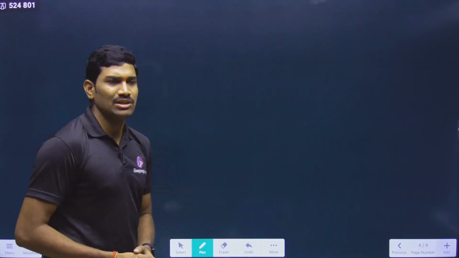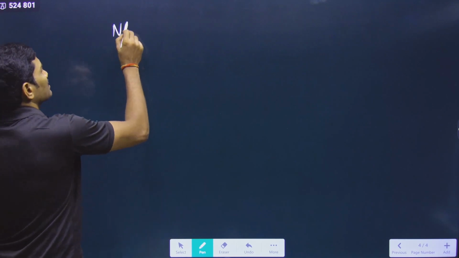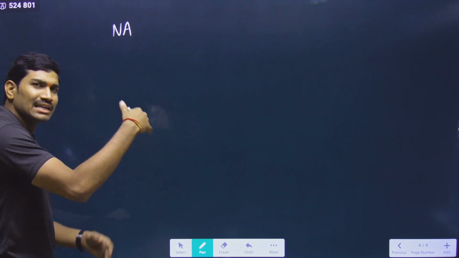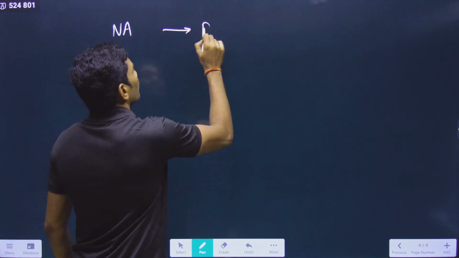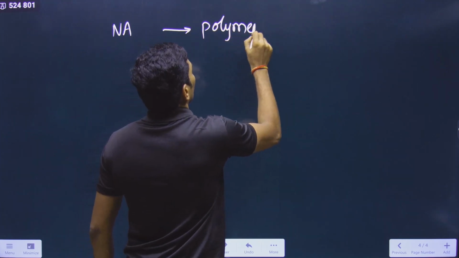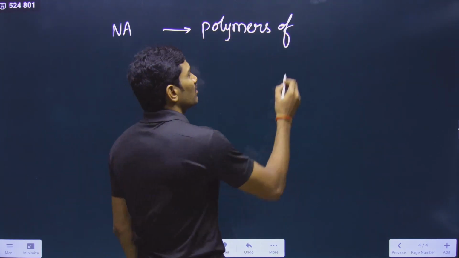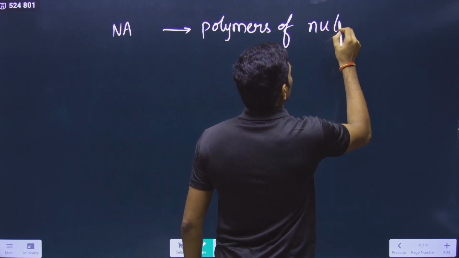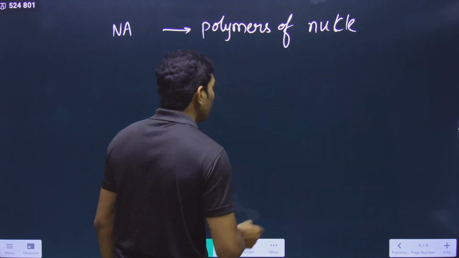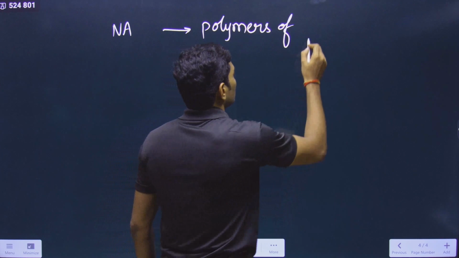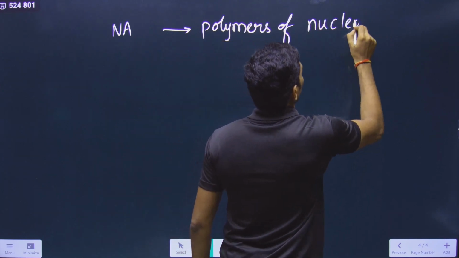In the NCERT, what are the other points they are saying? Nucleic acids, whether it is DNA, RNA, whatever it is, they are the polymers of what? Each unit is called a nucleotide. So that's why we are writing that these are polymers of nucleotides.